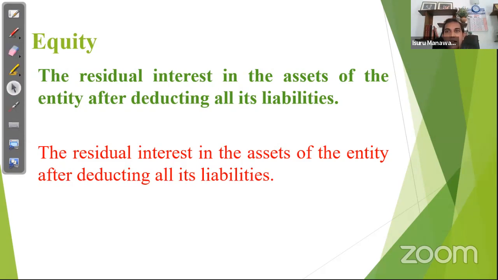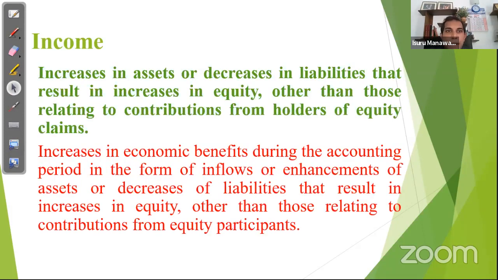Then we'll move to income. When we were discussing the hypothetical situation, I mentioned examples for income: revenue, rent income, interest income, discount received. Those are a couple of examples that I have mentioned. Now we'll look at the definition.